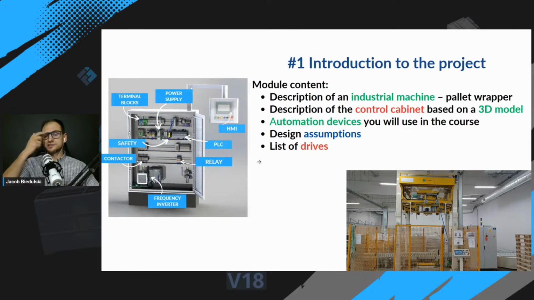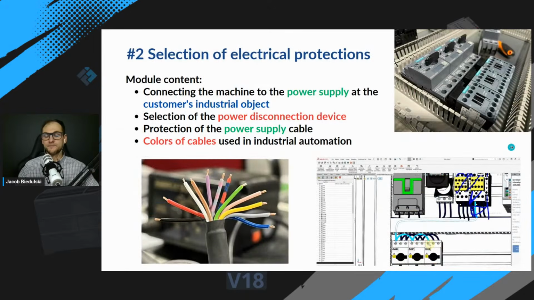So in the course, we'll start with an introduction to the project, where you will get a description of the industrial machine, a pallet wrapper, a description of the control cabinet, and a list of automation devices that you will use in the course, design assumptions, and a list of drives. Every project starts with a list of drives that you will have to include into your electrical schematics. So we'll also start with that.